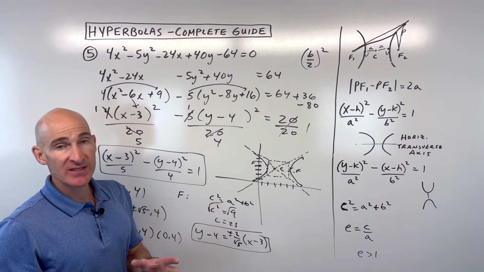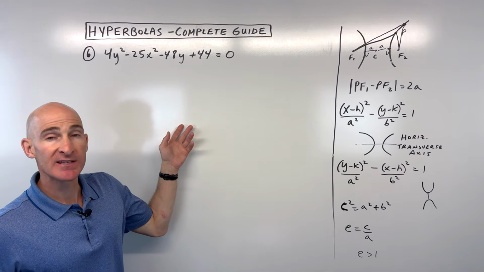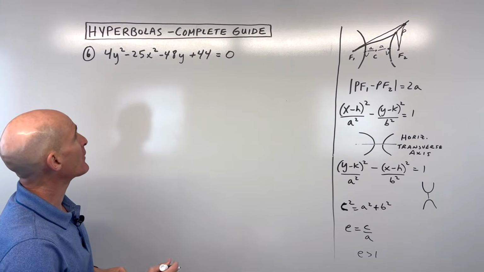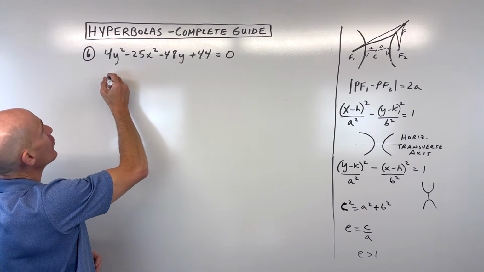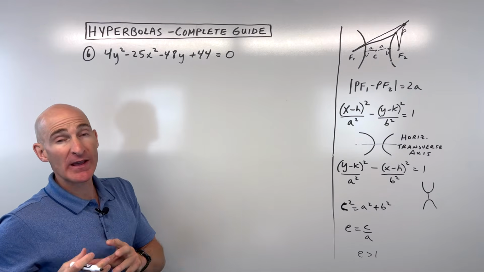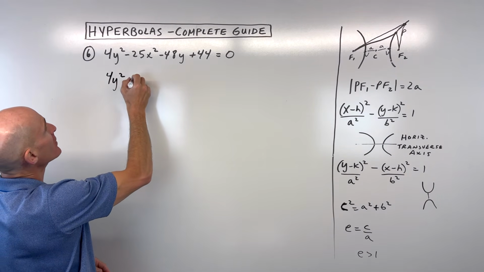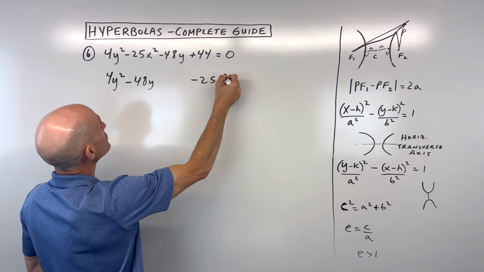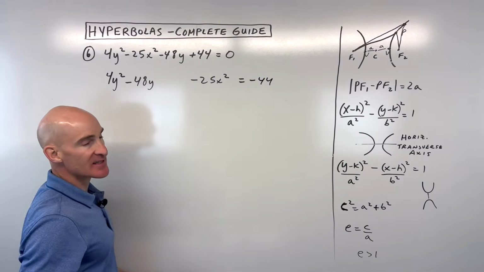Let's try another example like this, and we'll do one more of these. See if you can get this one in the standard form of the equation of a hyperbola, and you can graph it if you'd like, but I think you're getting better at the graphing, so let's just practice putting this in the standard form. So what I notice is that the y squared term is positive. So I'm going to put the y's first and the x's second. So this would look like 4y squared minus 48y minus 25x squared. Subtract the 44 to the other side. Get the constant out of the way.